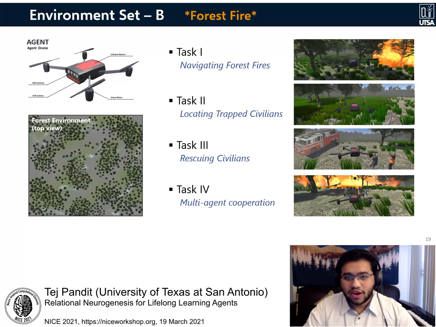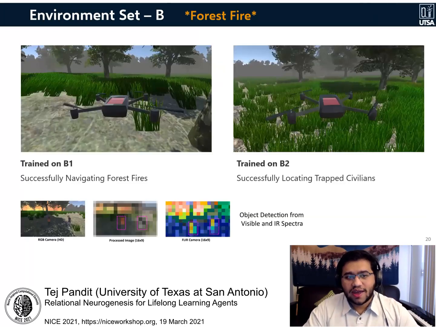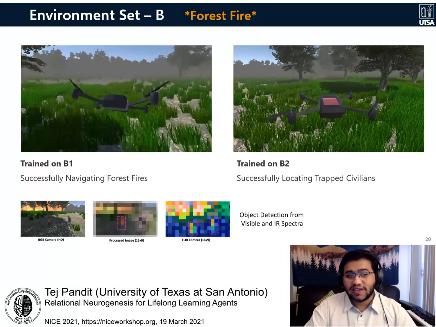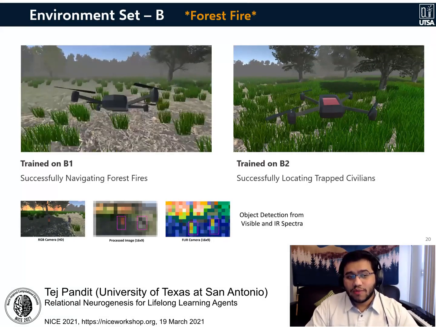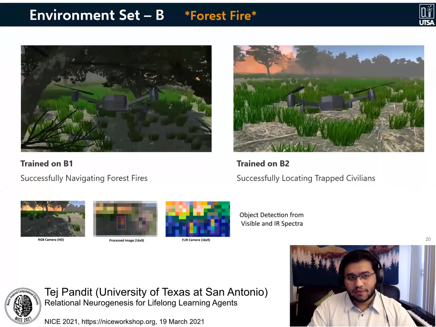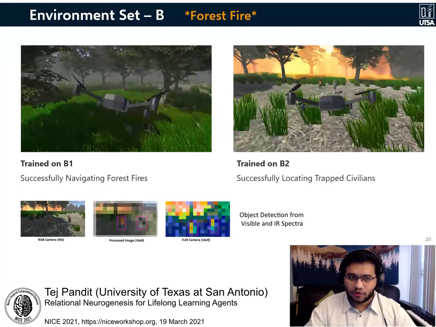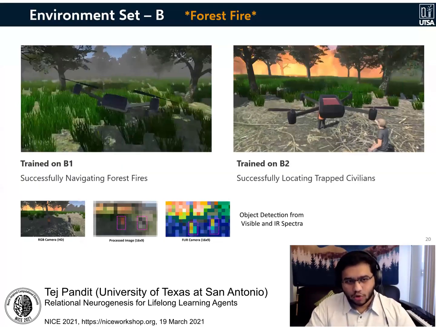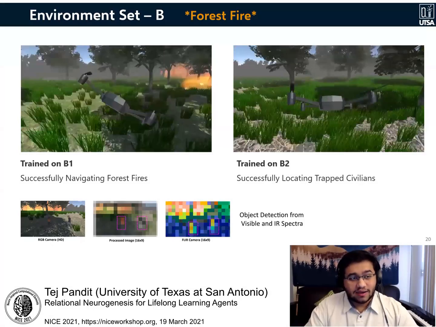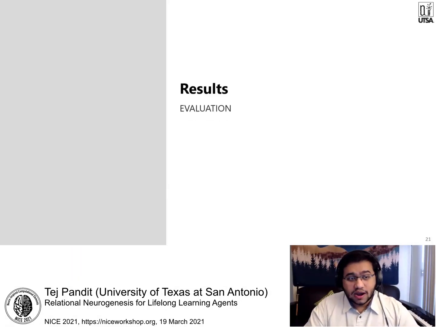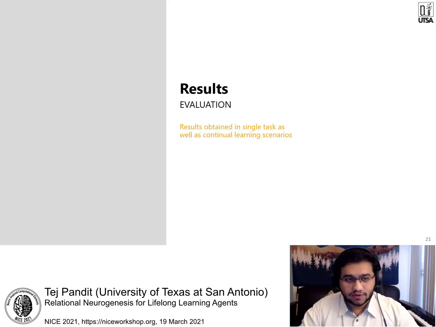And we train on these tasks sequentially, and we notice that the agent, after training on four tasks, is able to recollect information, and it is able to successfully locate and rescue. So this was an experiment to see if the same algorithm is able to scale up for larger problems and larger data sets or more complex environments. And we noticed that it could. So let's talk about exactly what the results were.